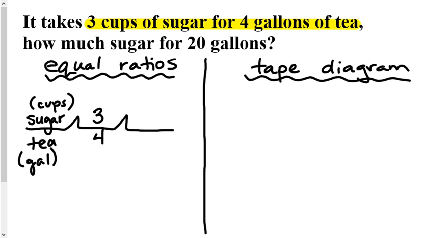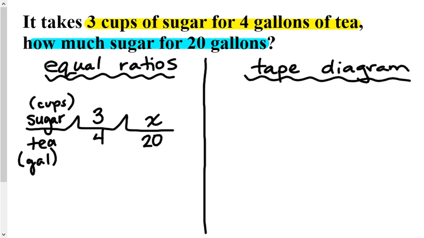And the question then is, how much sugar for 20 gallons? That's what I need to answer. So that's what's going to go in my last section. So in my last section, how much sugar for 20 gallons of tea? The X goes on the top not because X always goes on the top. It goes on the top because we're looking for the amount of sugar, and sugar is on the top. The 20 goes on the bottom, not because we always put a number on the bottom, but because the 20 is an amount of tea. So tea goes on the bottom.